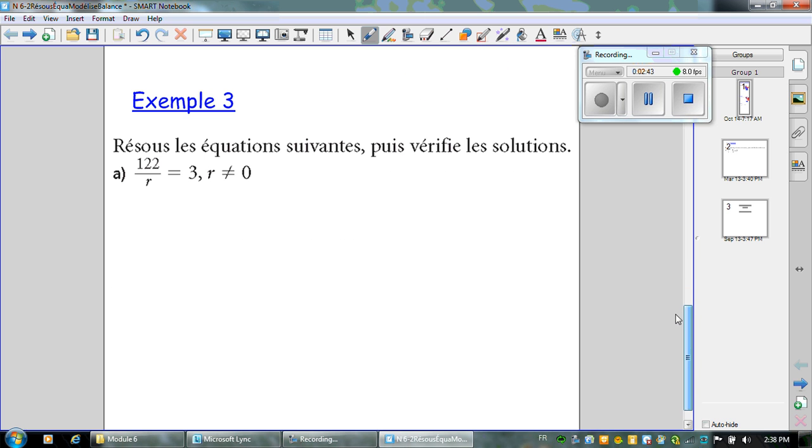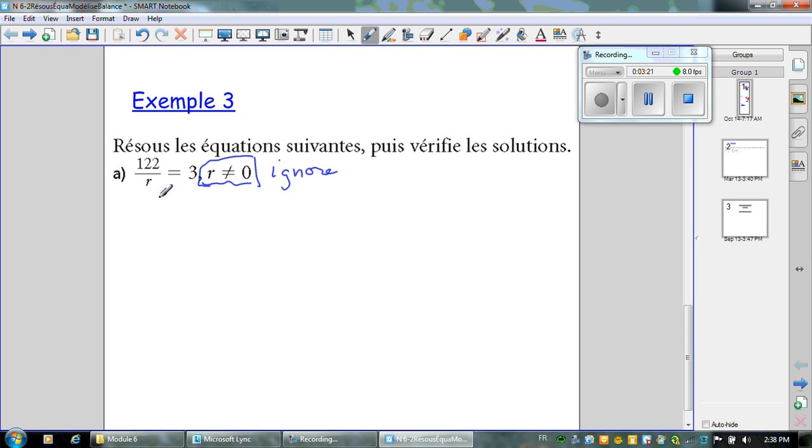And finally, here, 122 divided by a number equals 3. This expression here, it means that r can't be 0. So you can ignore this section here. That's just extra information saying that r is not 0. Okay, it's a restriction. You'll see this. There's more application to this later on. But for now, all I need to concentrate on is what number, if I take 122 and divide it by that number, gives me 3.